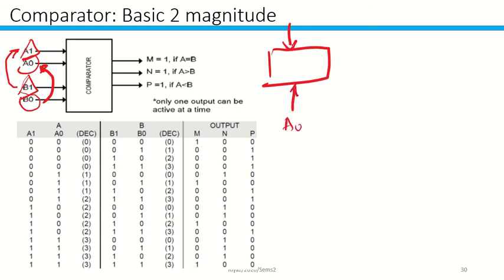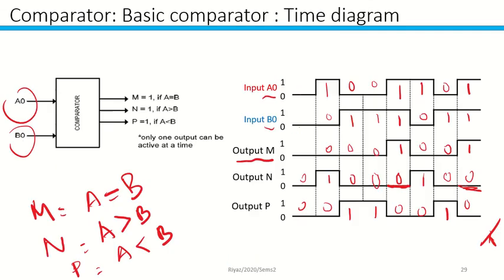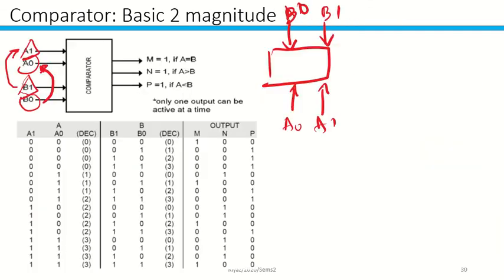This is A0, A1, B1, B0. This one is B1, this one is A1. So you always compare directly like this. So when you have 0 0 and 0 0, M is activated, N and P are 0 0. So you need to go back to your time diagram to check one by one. And this is the output for this particular situation.